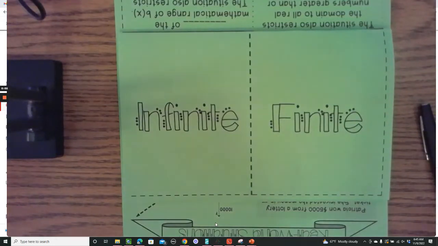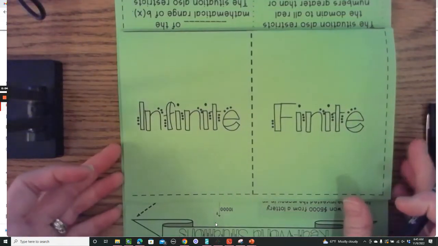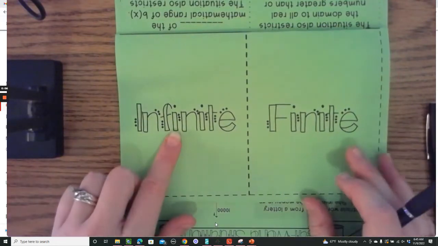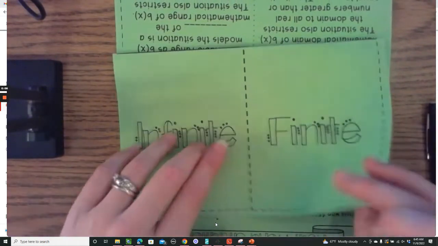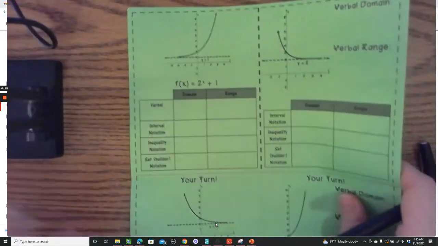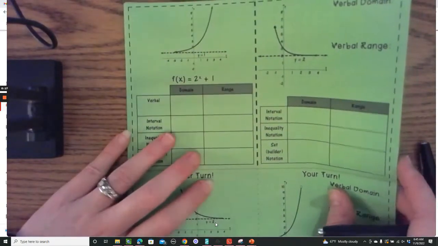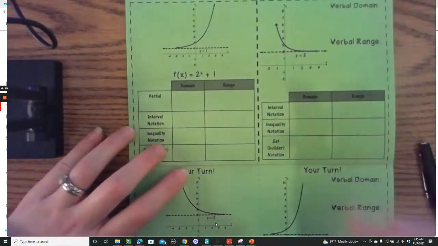This video is for the domain and range in various forms of exponential functions. So we're going to look at infinite and finite functions. Our first one here is an infinite function: f of x equals 2 to the x plus 1.